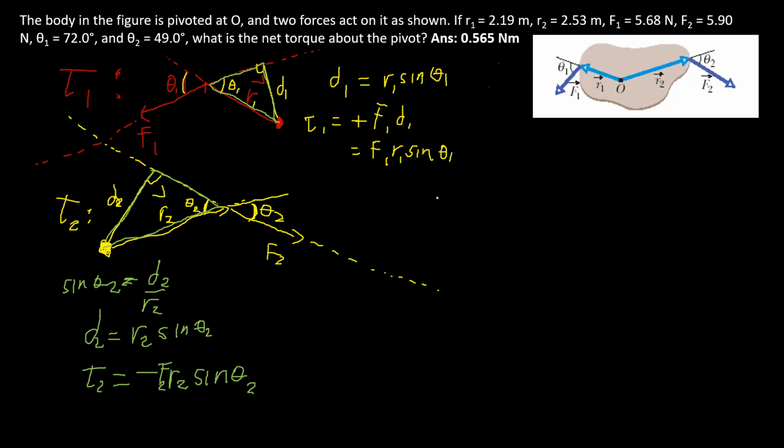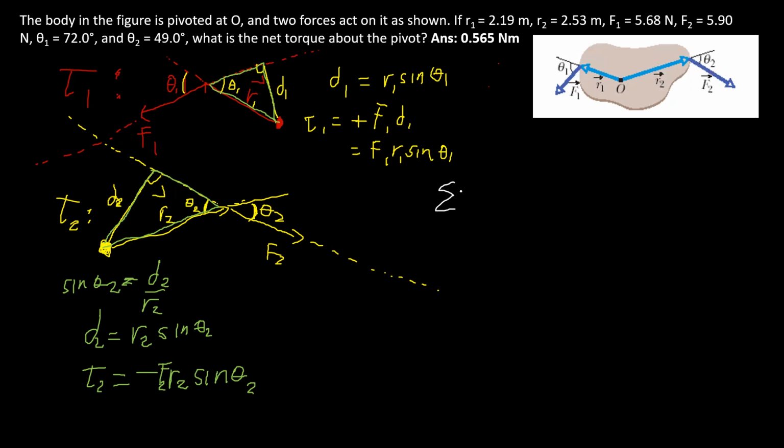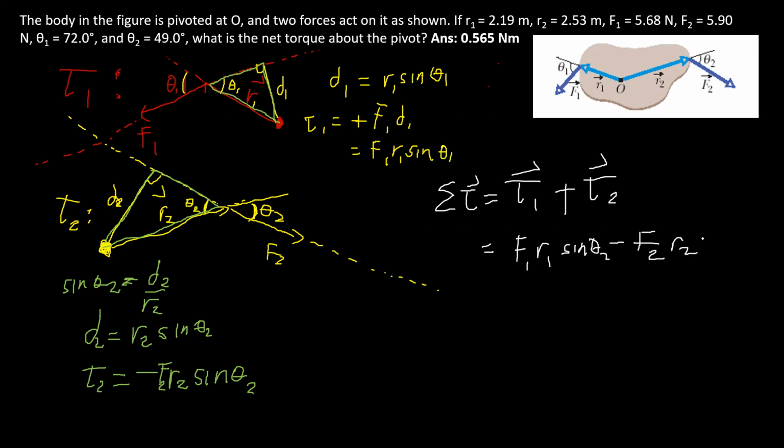So the net torque, therefore, is T1 positive minus T2. Right? Well, T1 vector plus T2 vector, but T1 is F1 R1 sine theta 1, and our T2 vector has a negative sign, negative F2 R2 sine theta 2.